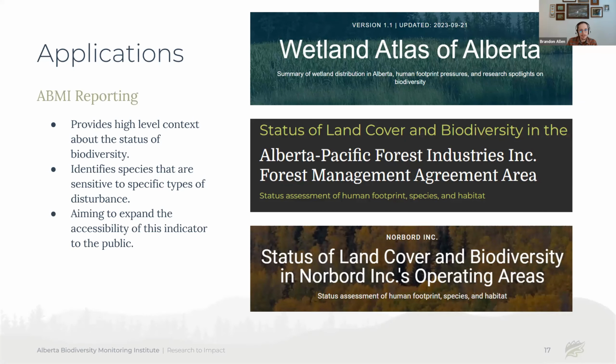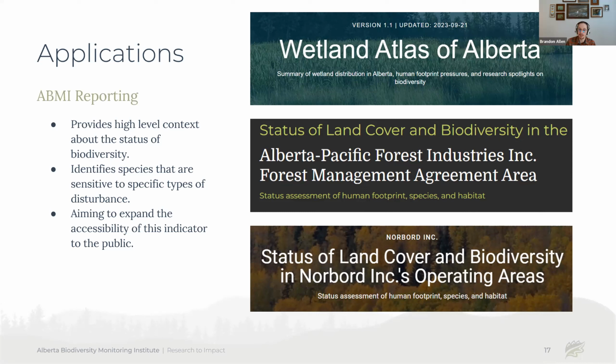So this indicator has been used in lots of applications. If anybody on the call has visited the ABMI website and looked at our reporting section, you'll see that we've talked about intactness in our Wetland Atlas of Alberta project. There are a few different status of land covers reports that were done for the Alpac region as well as the Norbord region. These give some really high-level overviews about the state of biodiversity, or the intactness of biodiversity, in these regions. You can pick out individual species to understand which species of interest are increasing or decreasing within the region.